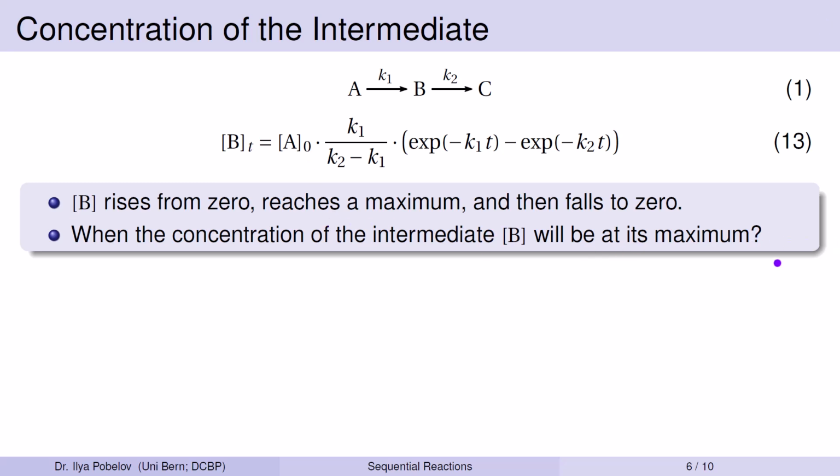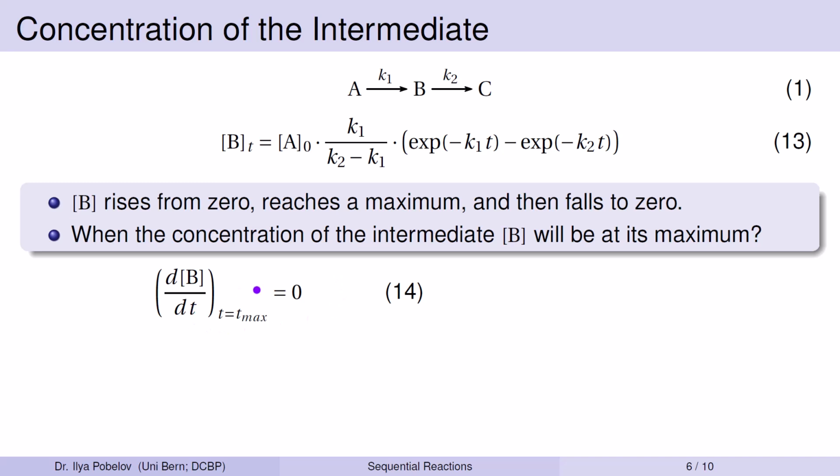To find this, we need to consider the rate of change of B over time. The maximum concentration of B is reached when its rate of change with respect to time is zero. Mathematically, this is represented by the derivative of B with respect to time being equal to zero at the time of maximum concentration, T max.